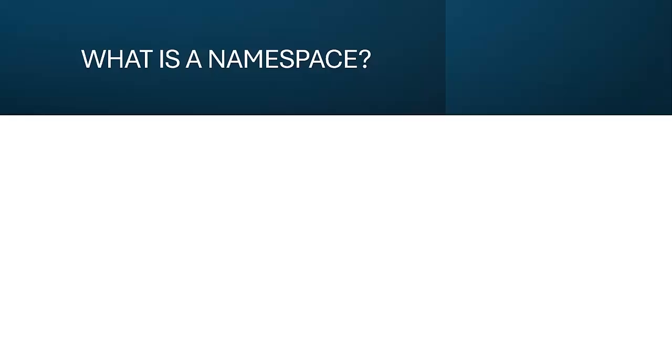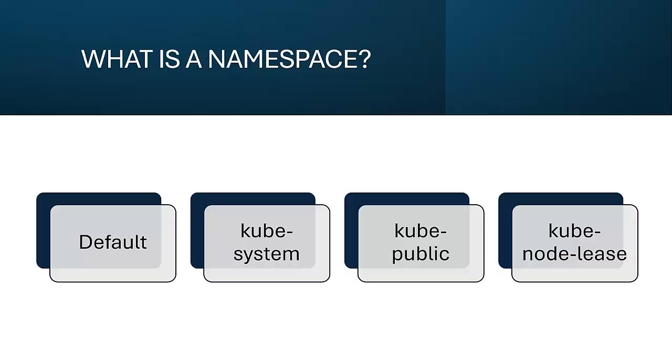What is a namespace? Think of a namespace as a virtual cluster inside your Kubernetes cluster. Namespaces help you separate resources like pods, services, deployments into different environments or for different teams. By default, Kubernetes has a few namespaces like default, where your workloads go if you don't specify a namespace.